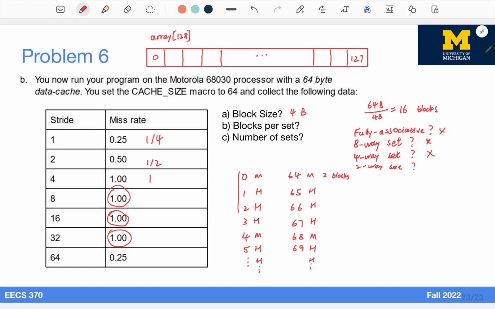So as you can see, in every block, we have 1 miss along with 3 cache hits. So the miss rate should be 1/4 or 0.25, which is consistent with the question this time. So finally, we can conclude that our two-way set associative cache assumption should be correct. And therefore, our blocks per set is just 2, and the number of sets should be 8.